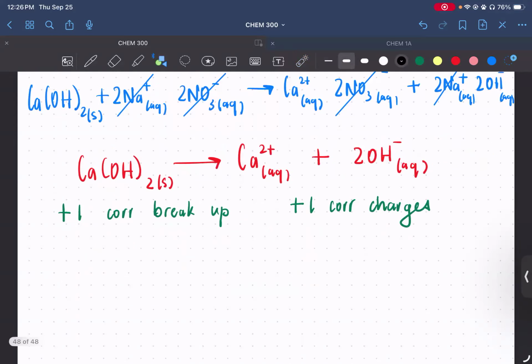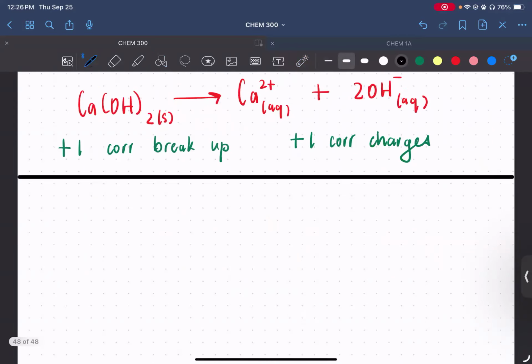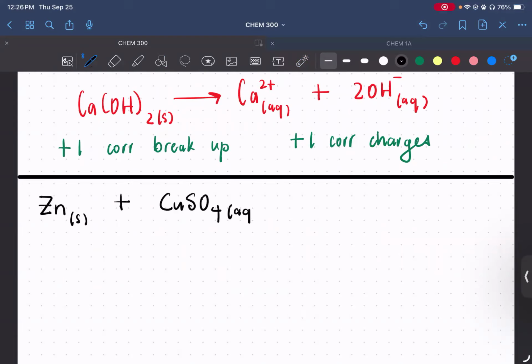Let's do another one. We have zinc solid added to copper sulfate aqueous. Right now, just as before, I'd like everyone to predict the products of this reaction, balance it, and include state symbols. We will go through the ionic part together.